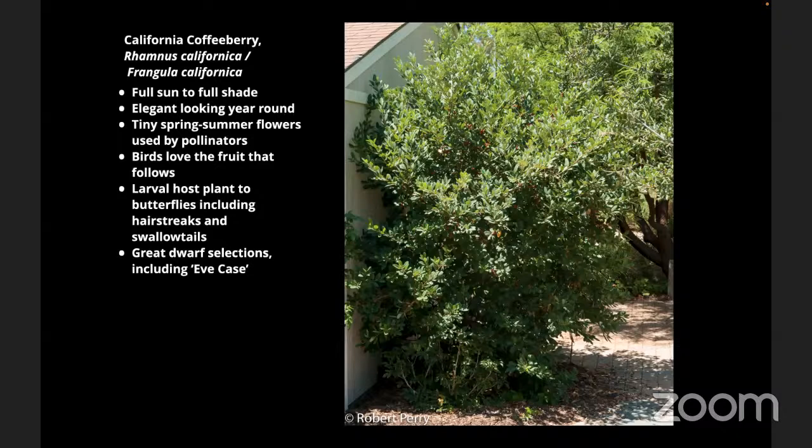And there's also some great dwarf selections. So if you happen to be in the inland heat, one of our best performers for the dwarf selection is called Eve Case. That'll be a knee to thigh high version that will get 6-ish feet wide over time if you let it. But again, it can also take pruning. Just the normal species will be 8 to 10-ish feet tall and wide, but again, easy to prune.